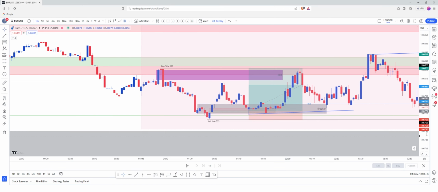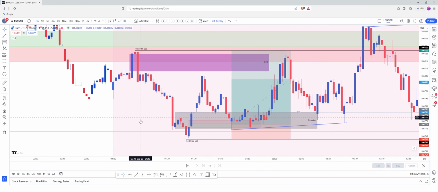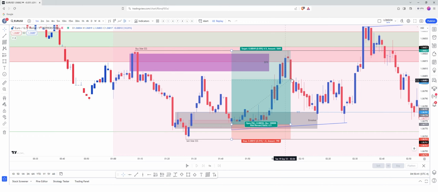This one, I would say that there was displacement on this trade here. You can see that we had several pretty large consecutive bullish candles. That's displacement over a break of structure. So we do have displacement here as it pulls back and then coming up.